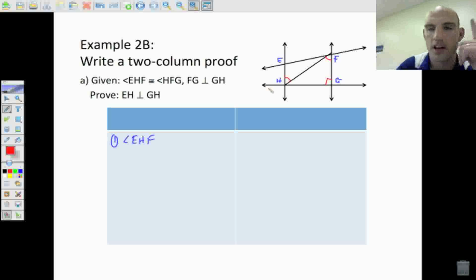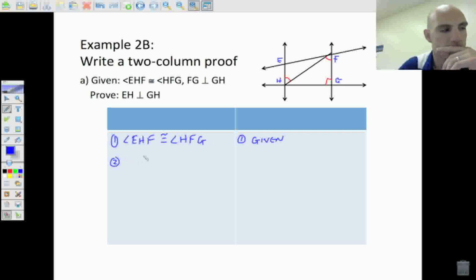Angle here and angle here. Okay, so let's look at this. If I've got EHF congruent to angle HFG, and I'm also going to say this because it's given. EHF is congruent to HFG. They're marked, so that's given to us. In step number 2, here's where I'm going.